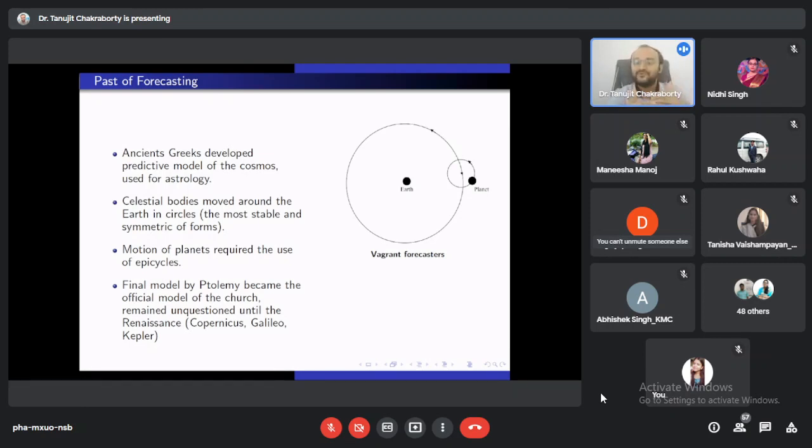Celestial bodies moved around the earth in circles. So that is what they have been thinking. And finally, the church implemented this model. They started teaching this nonsense to other people. Then finally, at the time of the Renaissance, Galileo Galilei, Copernicus, and Kepler came and tried to protest against this.